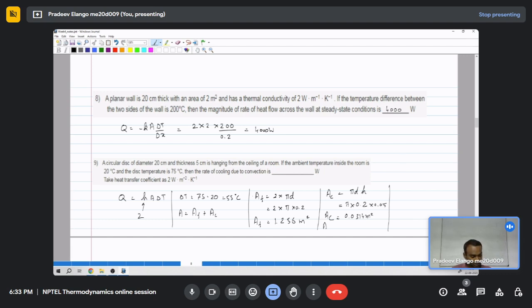Still we can calculate area as 1.256 plus 0.0314, that is 1.2874 meter square. So Q is 2 into 1.287 into delta T of 55. So this comes to be 141.6 watts.